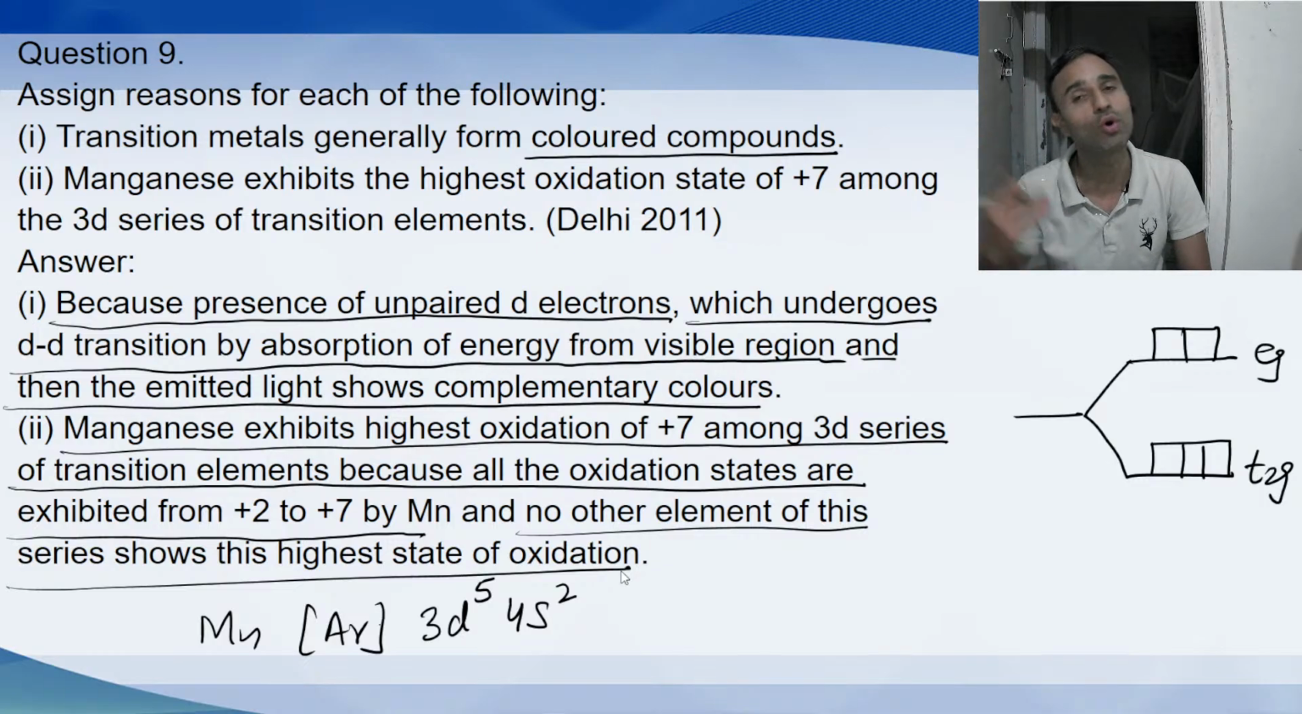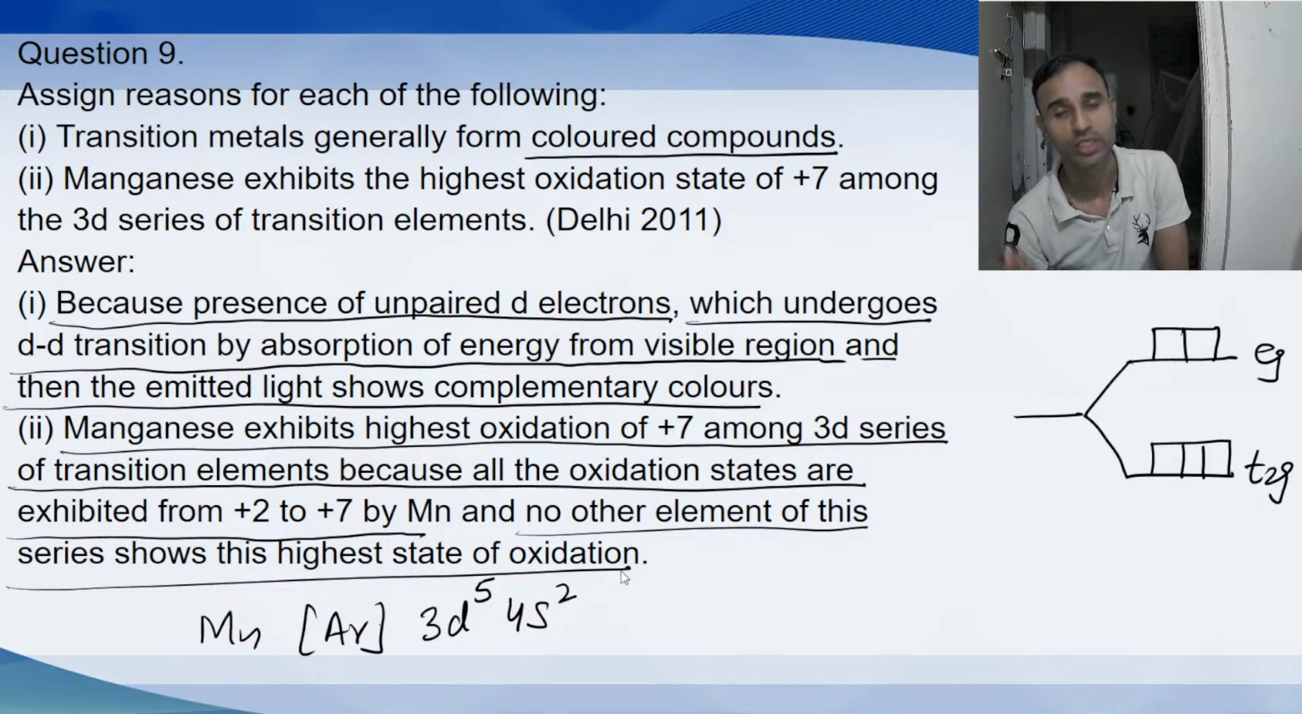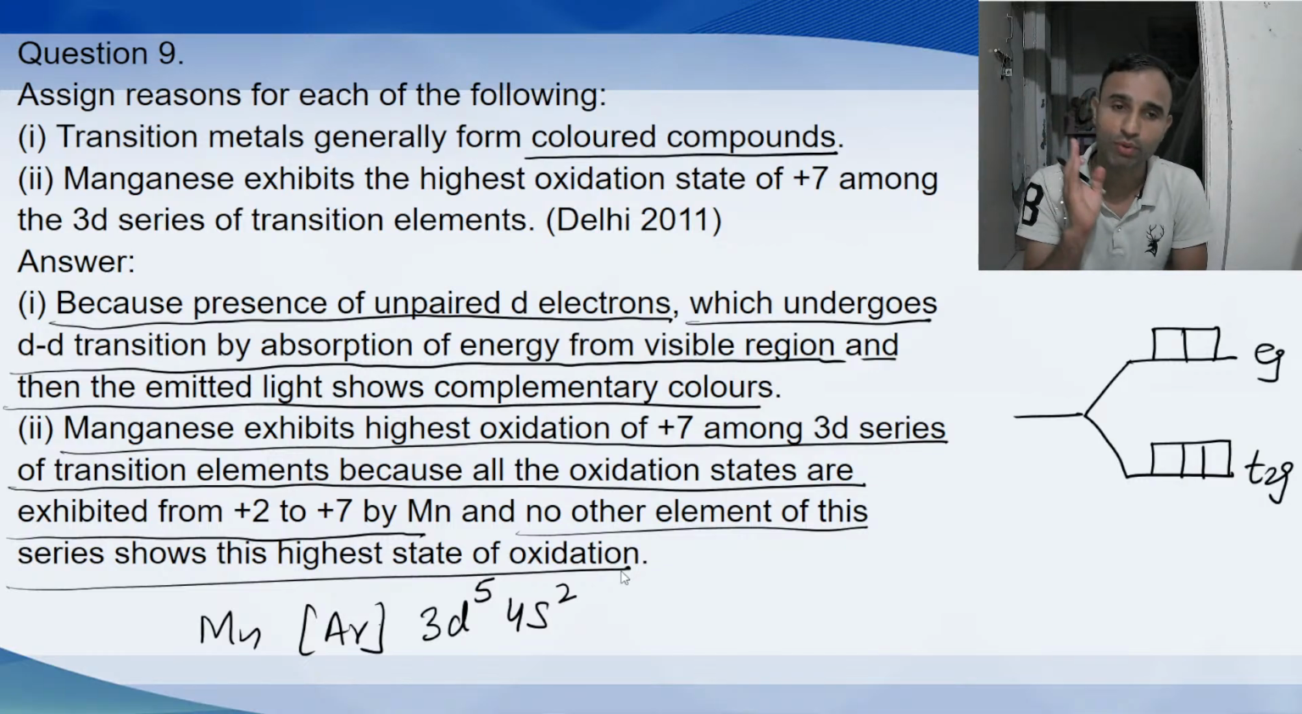Chromium can show up to +6 because it is 3d5 4s1. So manganese is the only one that can show oxidation states from +2 to +7.